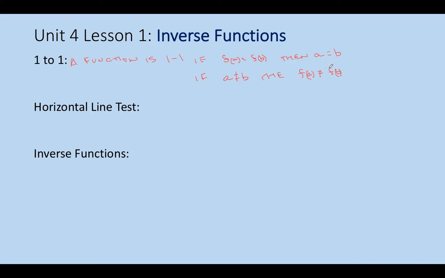Okay, and sometimes this first version is going to be the one you're going to want to use to show that a function is one-to-one. Sometimes the second one is the version that you're going to want to use to show that a function is one-to-one. Now, if both of these are difficult or otherwise impossible, the horizontal line test is probably the easiest way of doing it. So you've heard of the vertical line test to determine whether or not a relation is a function. Well, the horizontal line test is what determines whether or not a function is one-to-one.